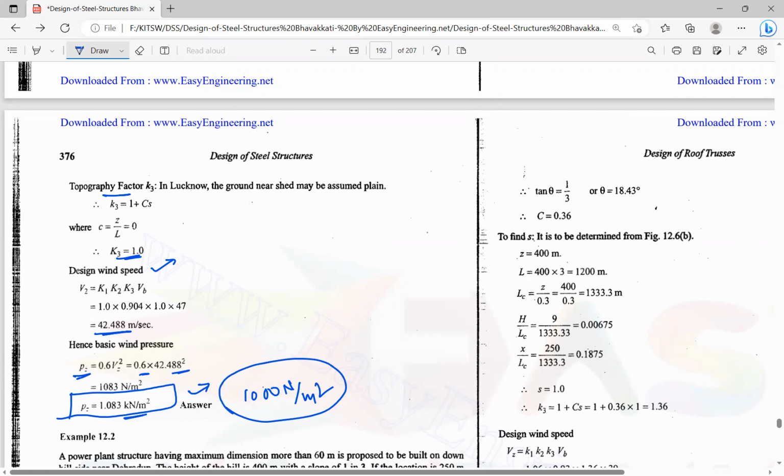From this you can calculate wind pressure on the roof if you know the surface area of the roof, and if you know the permeability of the wall, whether it is low permeability, high permeability or medium permeability. From that you can calculate the wind pressure for the roof truss, right?